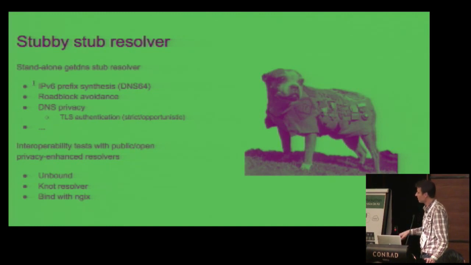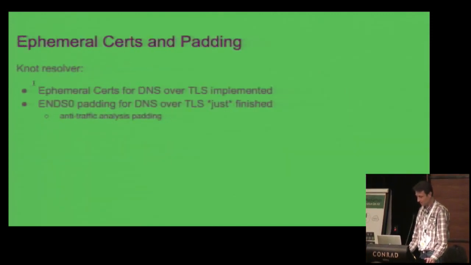What we've done now is testing Stubby against a number of open privacy-enhanced DNS resolvers. They run in different places: DNS-OARC, RIPE NCC, at Sinodun offices. And we tested against Unbound, Knot resolver, and BIND with NGINX in front of it. And we found some issues, but we solved that. So that's good results here.